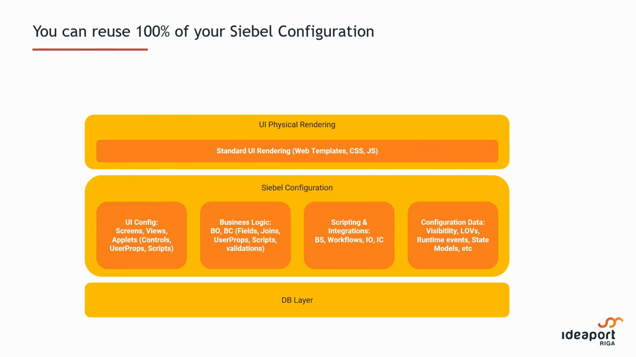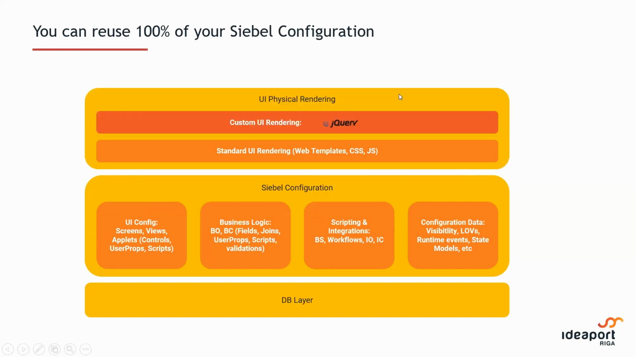So, we take use of that, so it's still working and it's kicking in. Everything we did on the business logic layer, all the scripting integrations we have developed, and also all the configuration data we set up with validation, list of values, runtime event, state model, visibility, it all works. Scripting, which lives within standard Siebel UI rendering, it's still working with us. Sometimes it's a benefit, sometimes it is not, but still that's the idea.